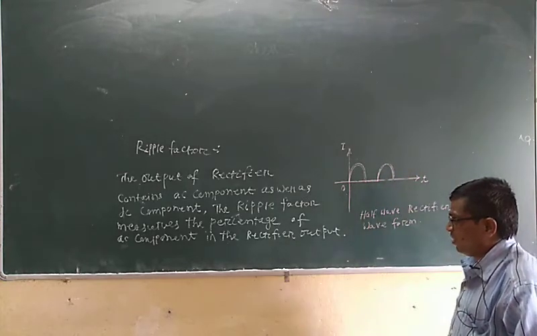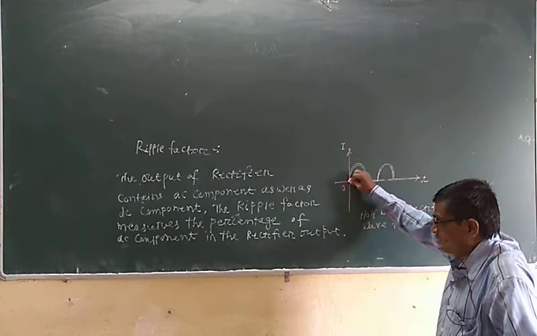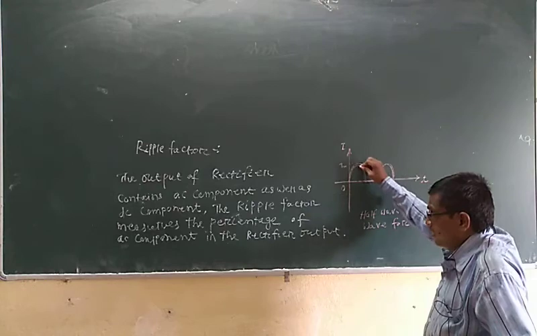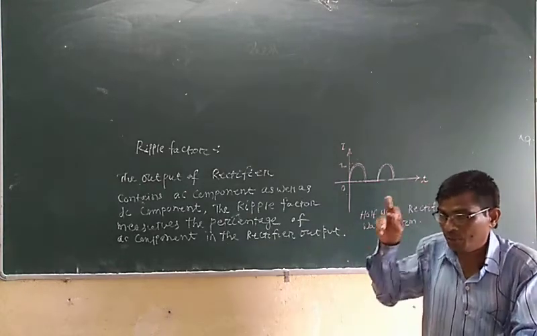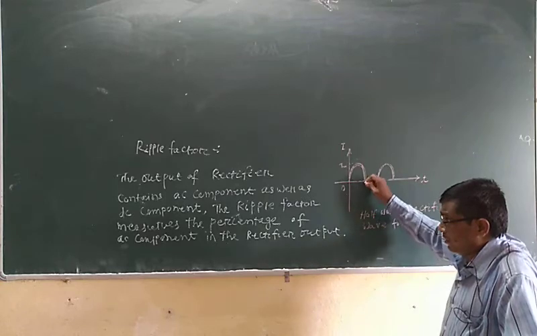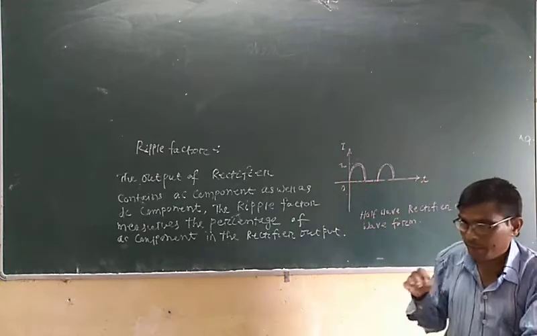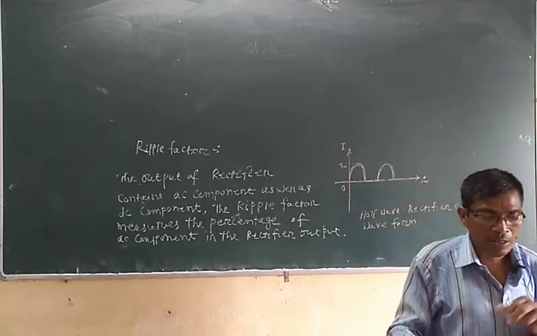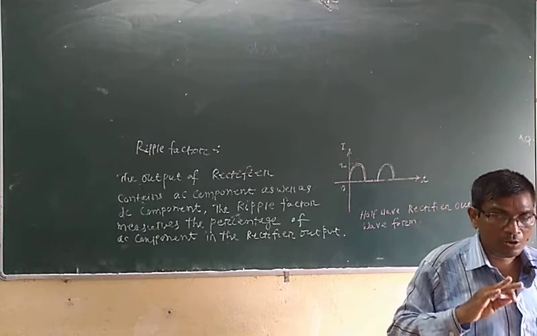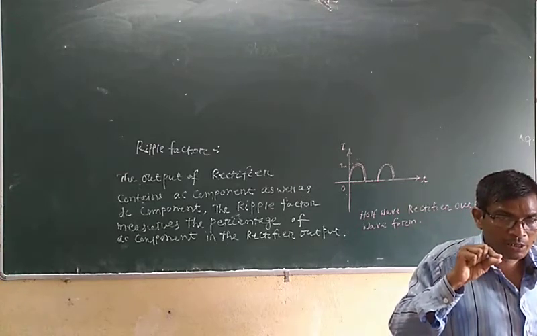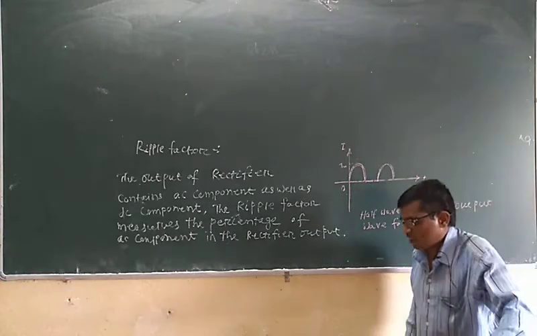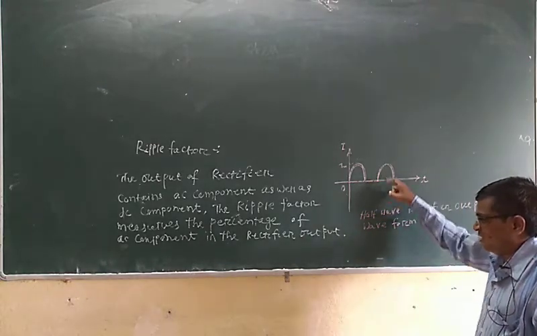So in this wave, the current gradually increases to the maximum value, that is Im, and after reaching the maximum point, it decreases to reach the axis, that is 0. In the next positive half cycle, again the current gradually increases to the top point or maximum point, then decreases. So this nature will be called a ripple.